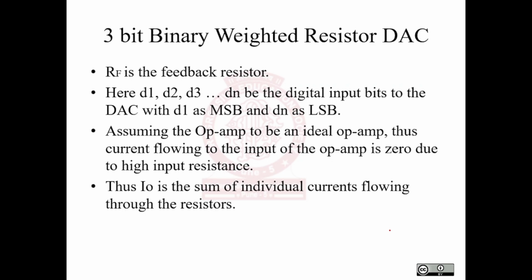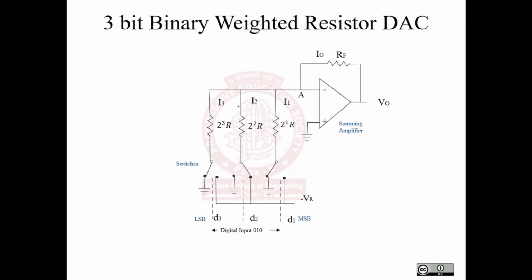Now we'll consider the 3-bit binary weighted resistor DAC. Generally, the question asked is explain binary weighted resistor DAC, so we can go for the 3-bit binary weighted resistor DAC. In it, we have three inputs, that is D1, D2, D3, D1 being the most significant bit, MSB, and D3 is the LSB. D1, D2, D3 are connected to the switches. One point of the switch is connected to minus VR and the other point is connected to ground.